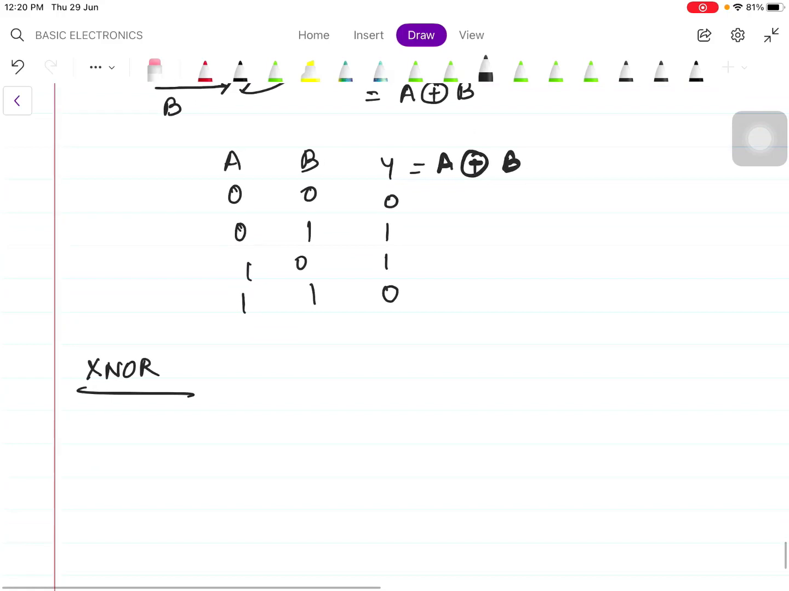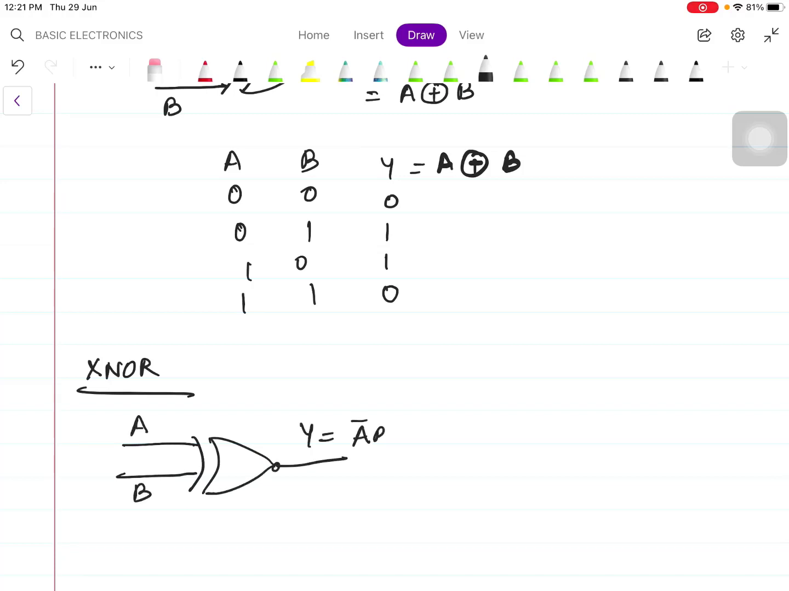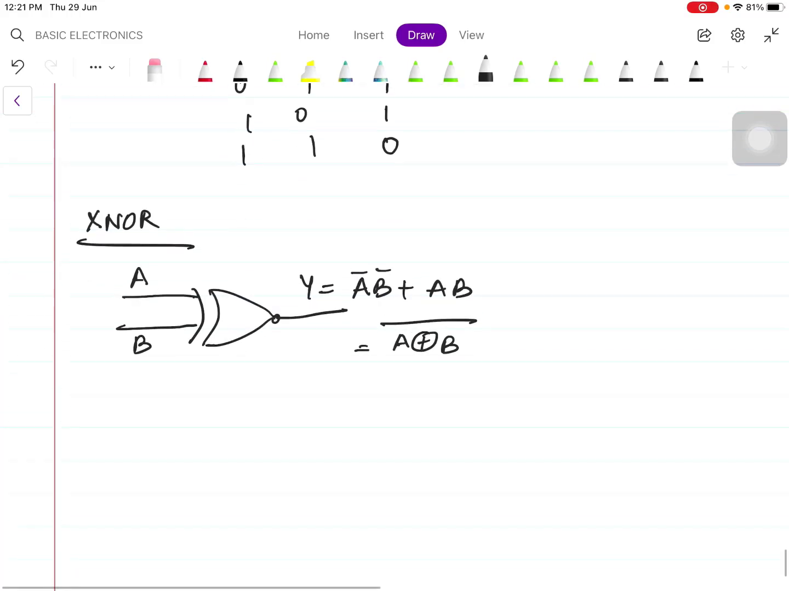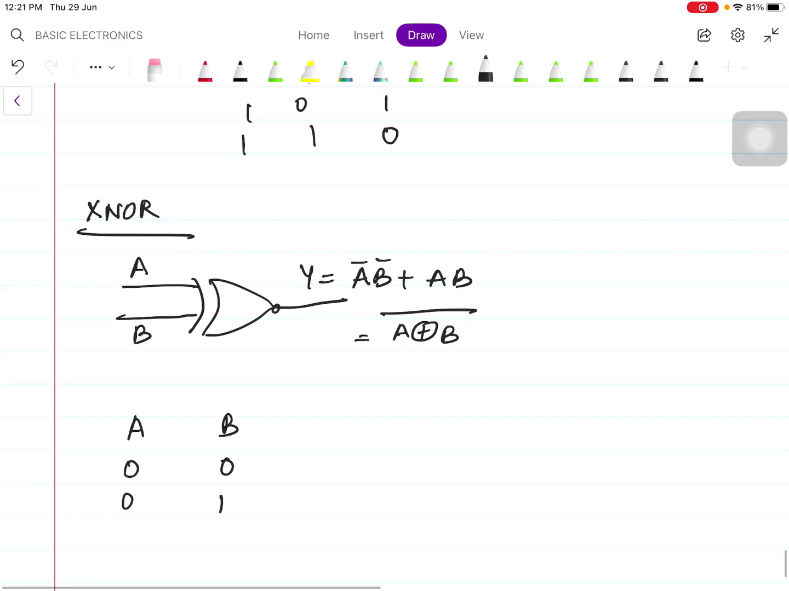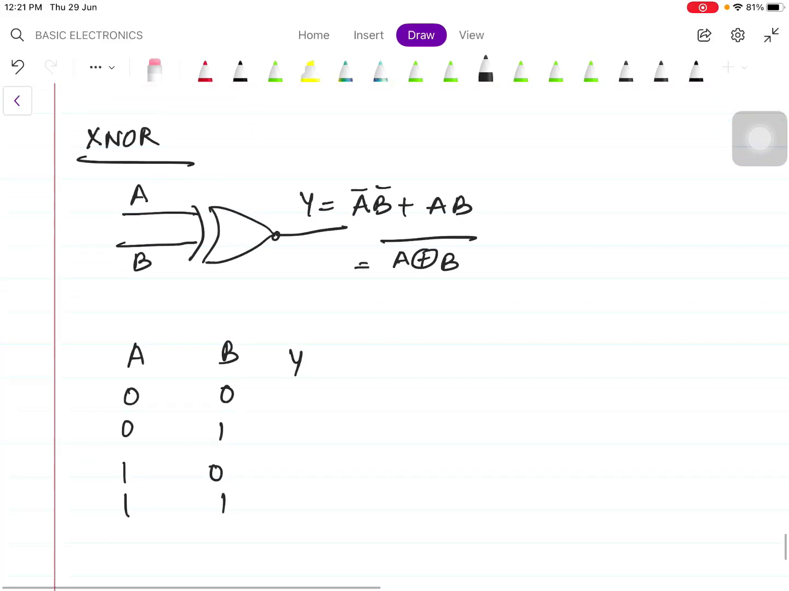XNOR is simple. It is the opposite of XOR. That means complement. So let us draw the XOR first and put a bubble at the end. The expression is A bar B bar plus AB. Symbol is XOR complement and the truth table is 4 combinations.